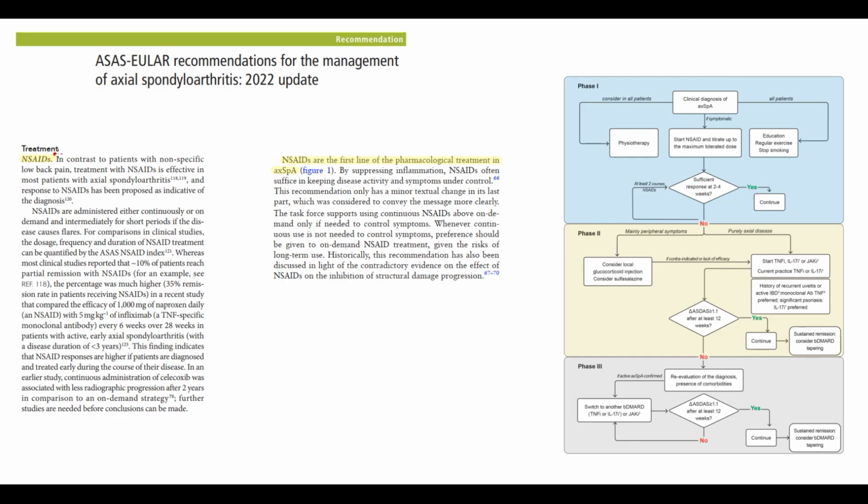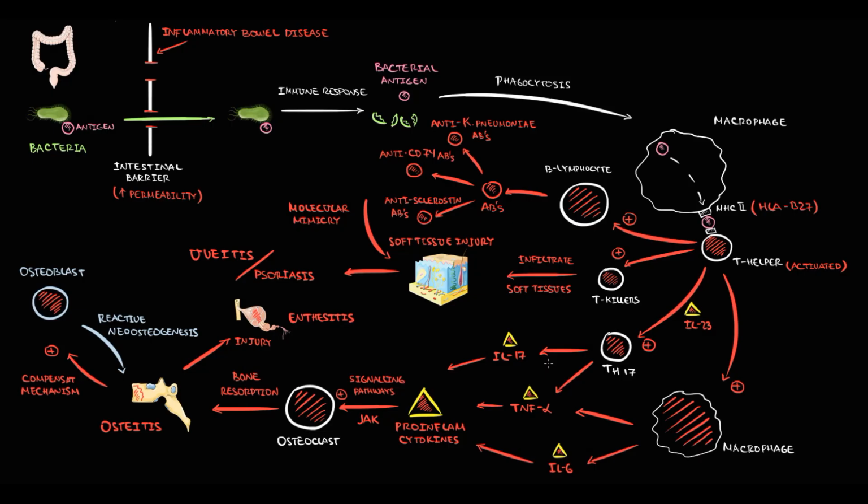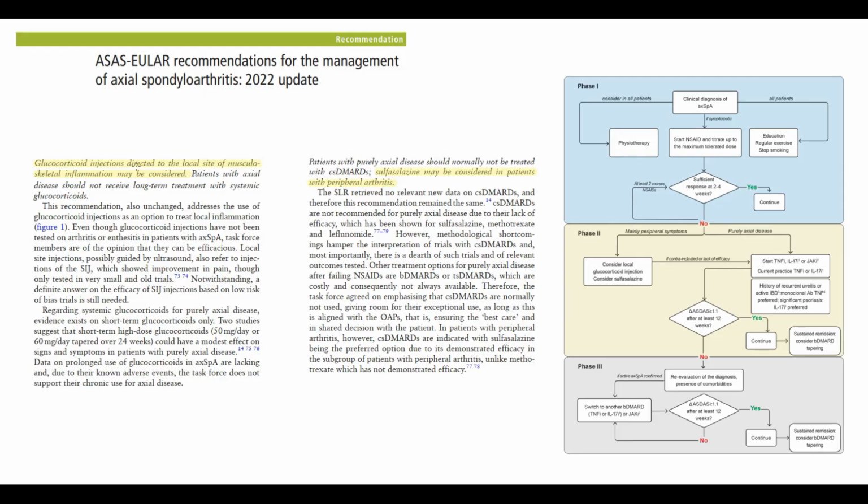The first-line drugs in treatment of ankylosing spondylitis are non-steroidal anti-inflammatory drugs. So, if we prescribe classic non-steroidal anti-inflammatory drugs as ibuprofen or diclofenac, or selective COX-2 inhibitors as celecoxib, they block the production of proinflammatory cytokines, which is the central step in pathogenesis of ankylosing spondylitis. We can also use glucocorticosteroids, and we can use sulfasalazine in case of ankylosing spondylitis accompanied by peripheral arthritis.